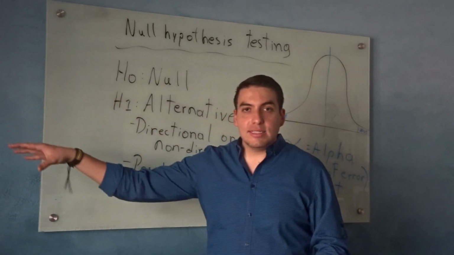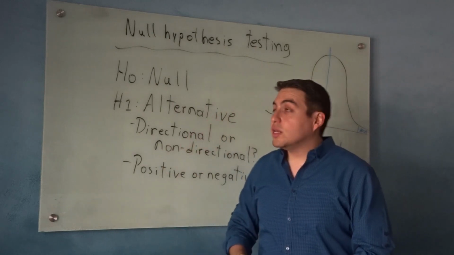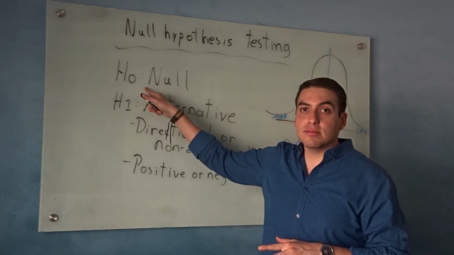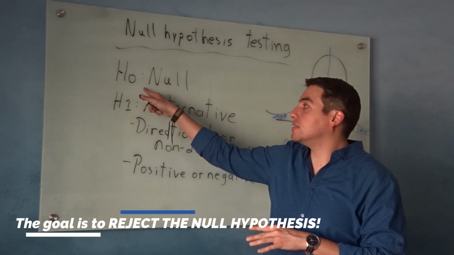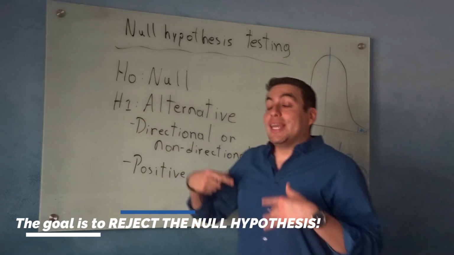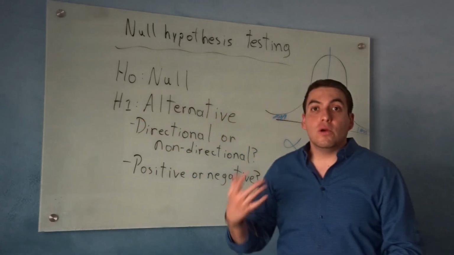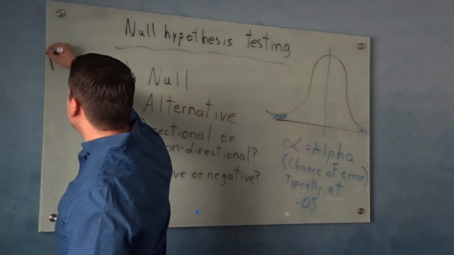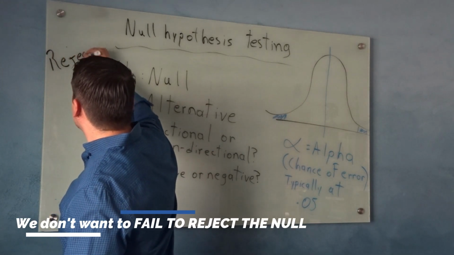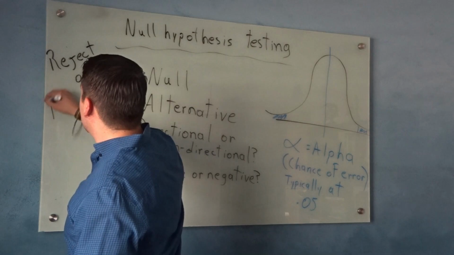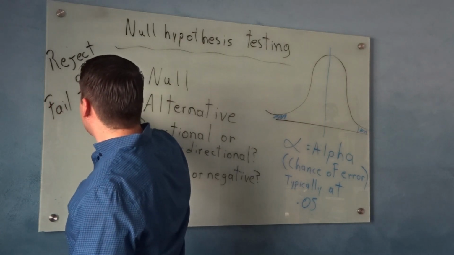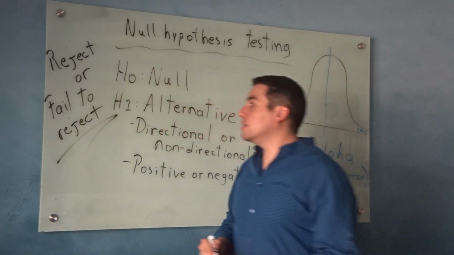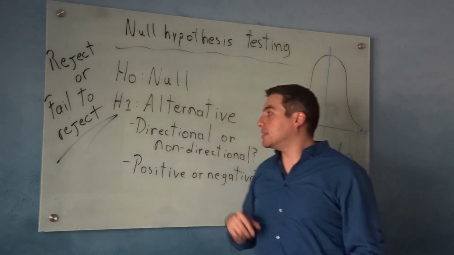When you go into the test, what you try to do is, remember this word, reject the null hypothesis. That's what you try to do, reject the null hypothesis. If you can't reject the null hypothesis, then the phrase is you fail to reject. So I'm going to put it here. You either reject or you fail to reject the null hypothesis.